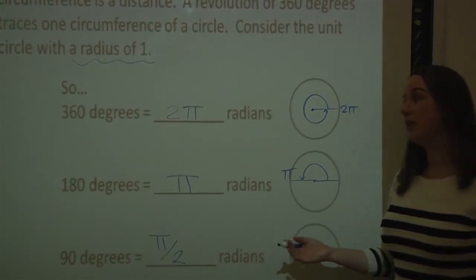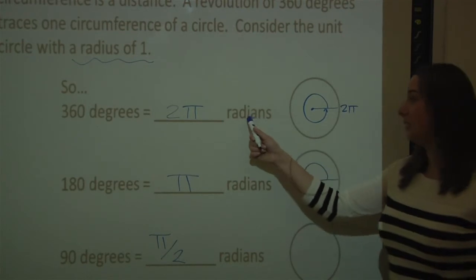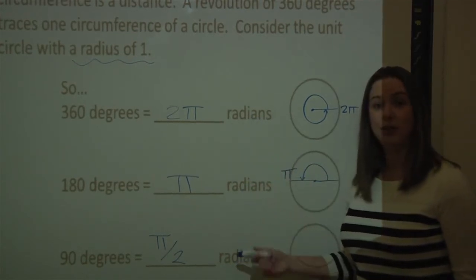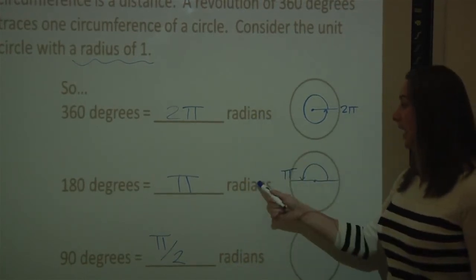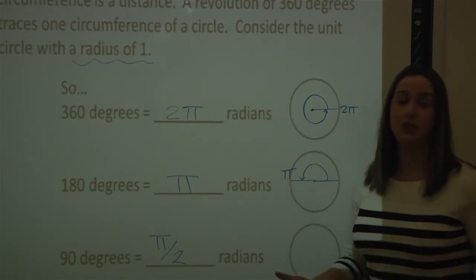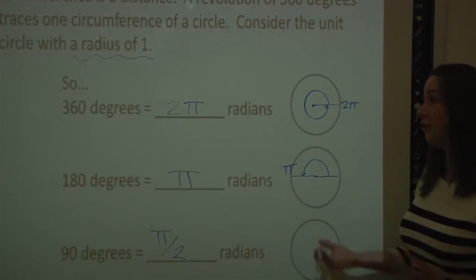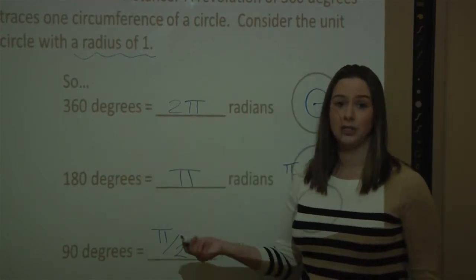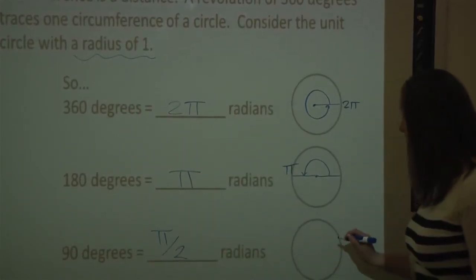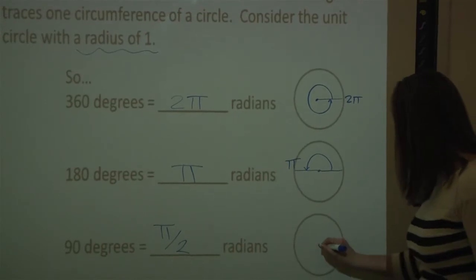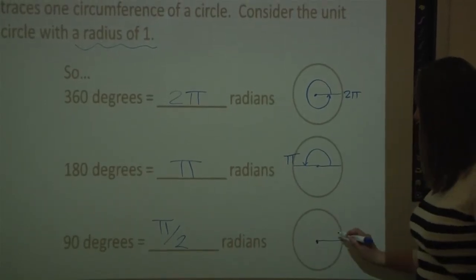Also, one thing to notice and to make a note of, I don't have to keep writing radians. For this chapter, if you don't see anything written, it's denoted as radians. It's considered radians. So when you are using degrees, you either want to write degrees or use the degree symbol. And our last one, pi over 2, we start with our initial side. Here's the center of our circle.